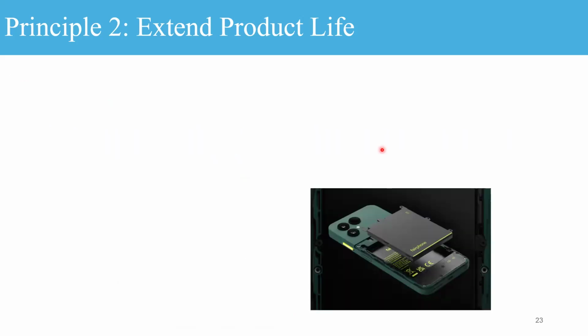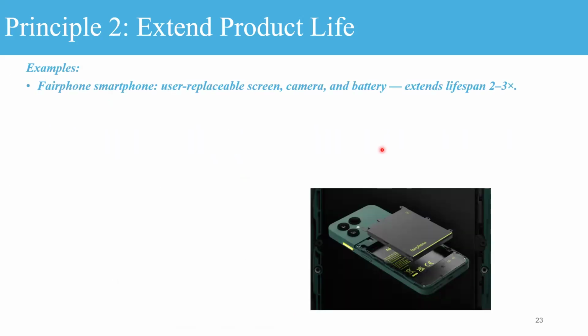One example is the Fairphone smartphone. So the user can replace the screen, camera, battery, etc. That extends the lifespan of the phone by 2 to 3 times that of a normal phone that is built as a system.